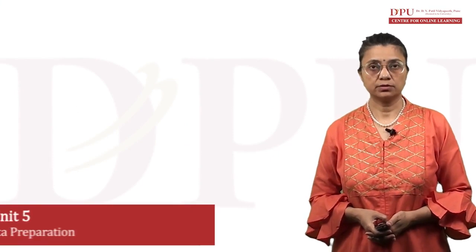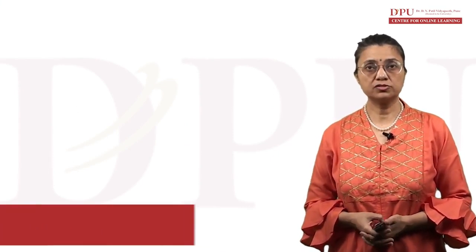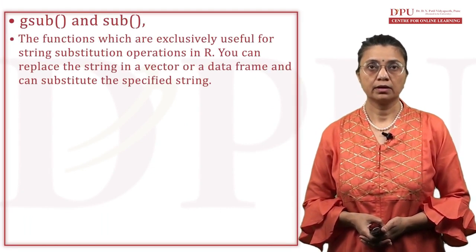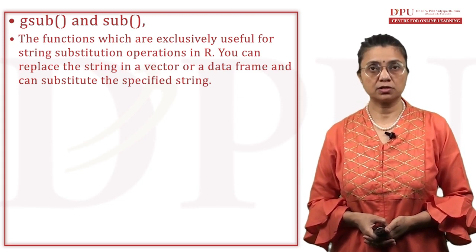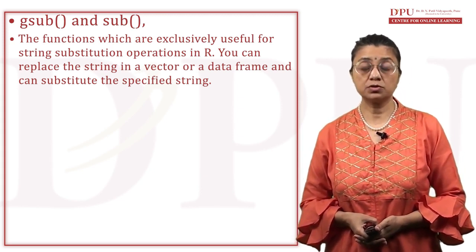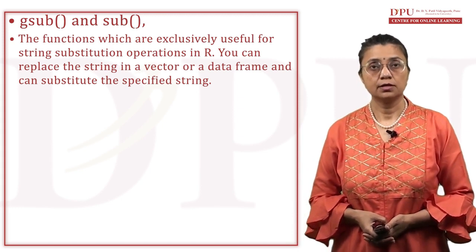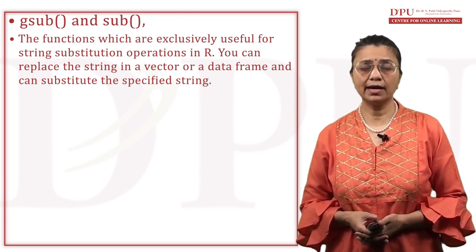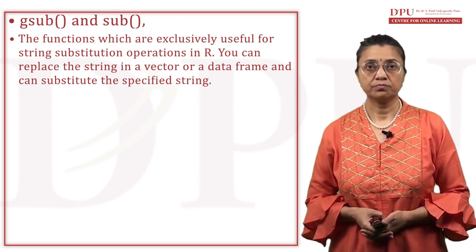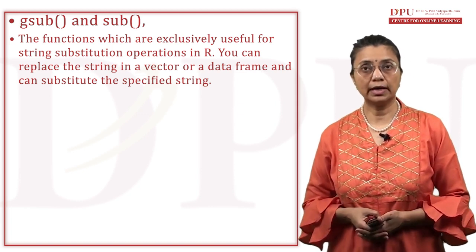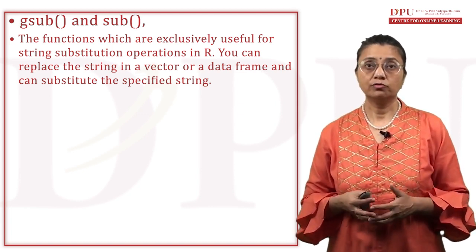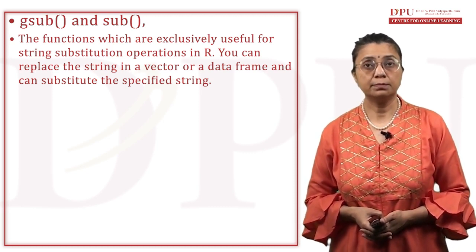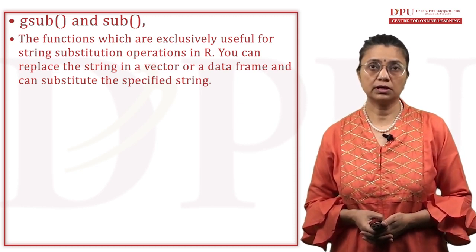The gsub and sub functions are certain functions which are exclusively useful for string substitution operations in R. You can replace the string in a vector or a data frame and substitute the specified string. If we talk about gsub and sub, you must have used the find and replace technique in MS Word. It is very similar to that, where we are trying to find a particular location or a particular pattern, and then replacing it with some other pattern or other string.